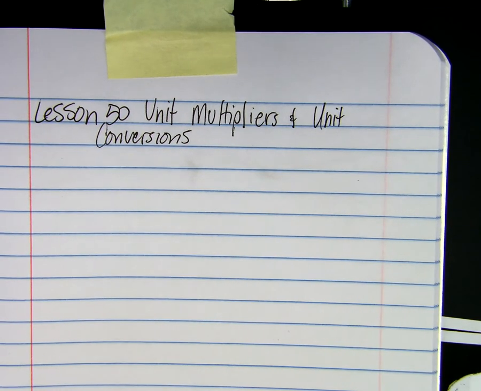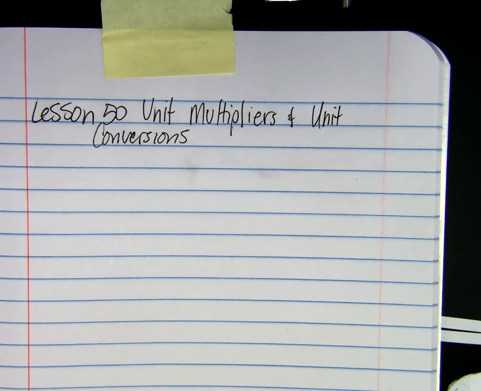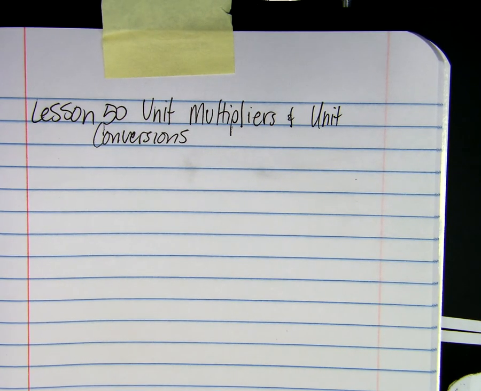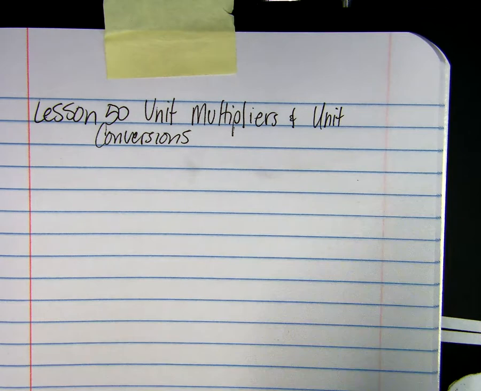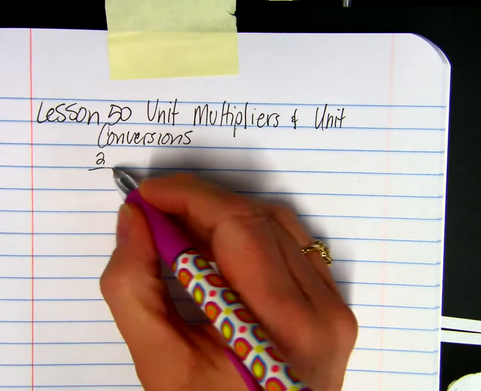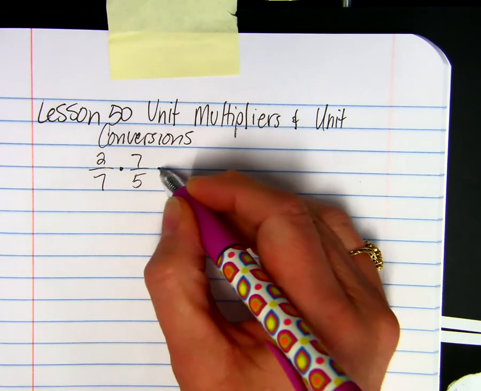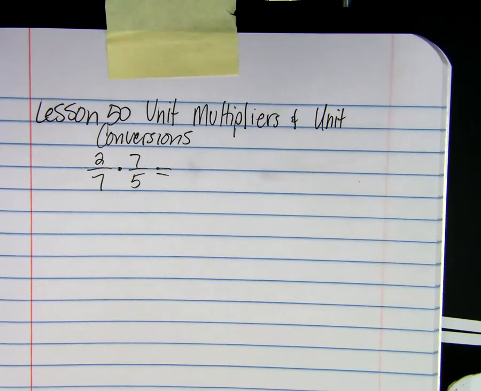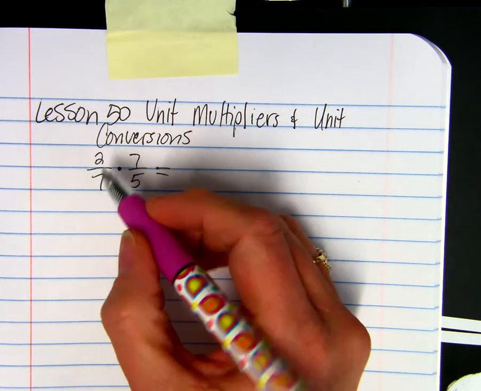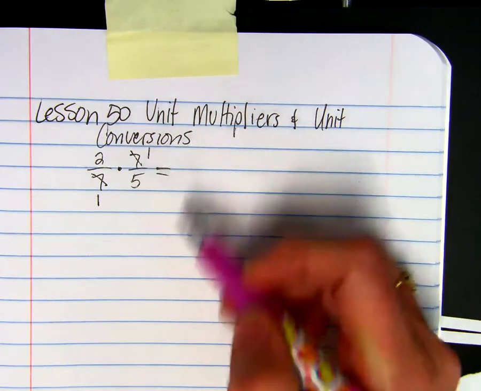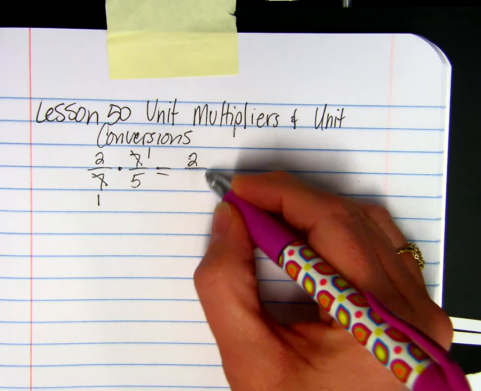I want to just review reducing before multiplying. Some of you are able to remember to do that. Some of you are trying to. So to reduce before multiplying, we're going to cancel the sevens. Excellent. We're going to divide each of them by 7, and we get 2/5.